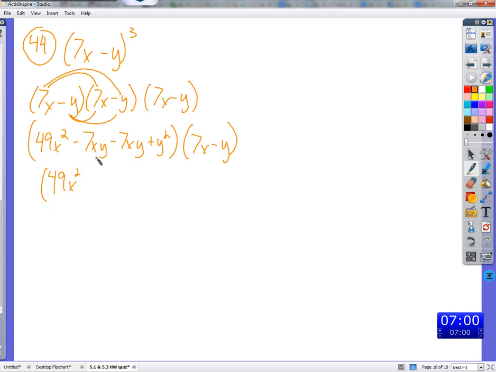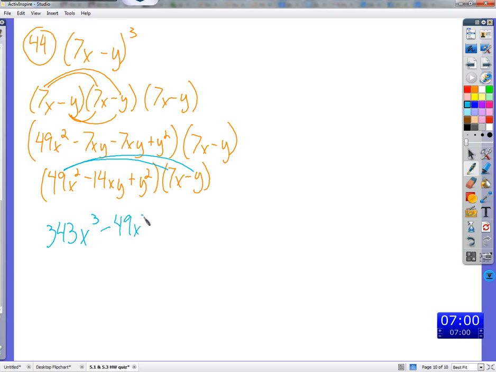Put together like terms, 49x squared. Well, this is an xy term, this is an xy term, so you can put those together. Now we do distribution. So 7 times 49 is 343x cubed, okay, 49x squared times negative y, that's going to be negative 49x squared times y. There's no way to put those together, x squared and y, they're different.